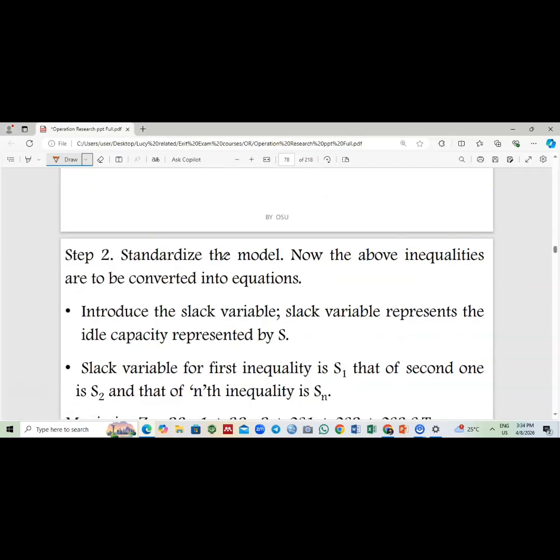Step lammaffaan standardize the model. Now the above inequalities are to be converted into equations. Assumed miti beeka. Asitti simplex method dha fayyadamna waan ta'eef simplex method keessatti immoo no assumption rather than we have to convert. This means introduce the slack variable. Slack variable represents the idle capacity represented by S. The slack variable for the first inequality is S1. For the second one is S2. For nth inequality it is Sn.